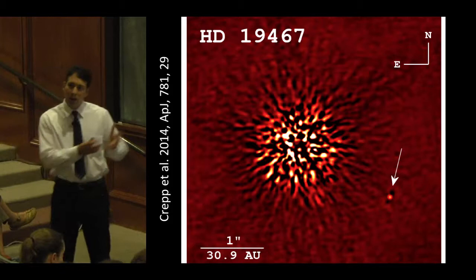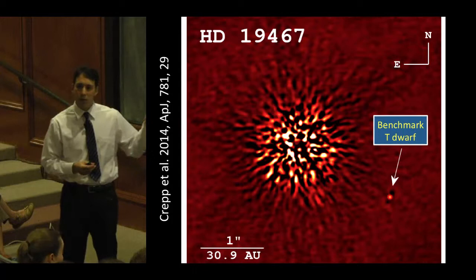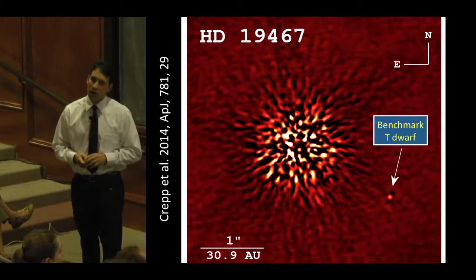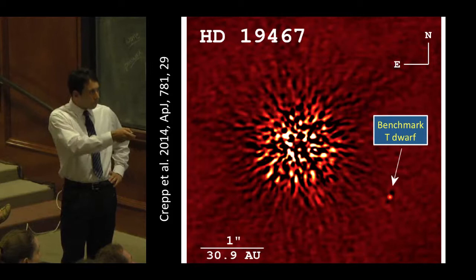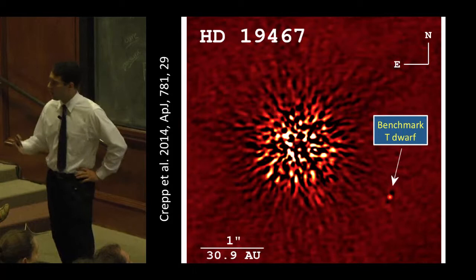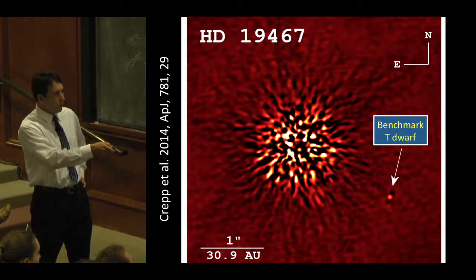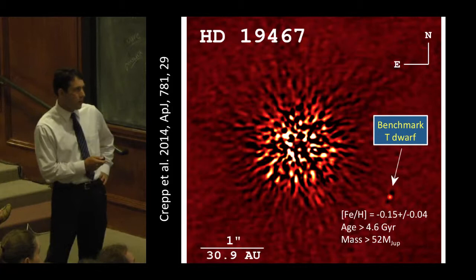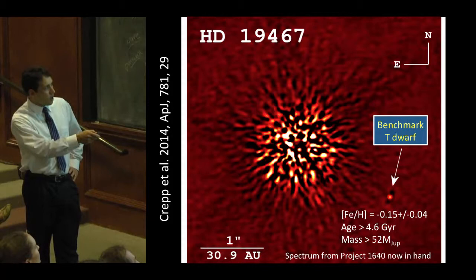We can calculate the minimum dynamical mass, and we can get a handle on the age from our observations of the star, again, placing it on an HR diagram. It's very similar to the sun, and because it's subsolar in metallicity, we know based on its location in the HR diagram that it's going to be older than the sun. And there are more interesting constraints coming along the way with follow-up observations. We do have a spectrum from Project 1640 now in hand, and you can see this photometry-wise, it's consistent with a T-dwarf.